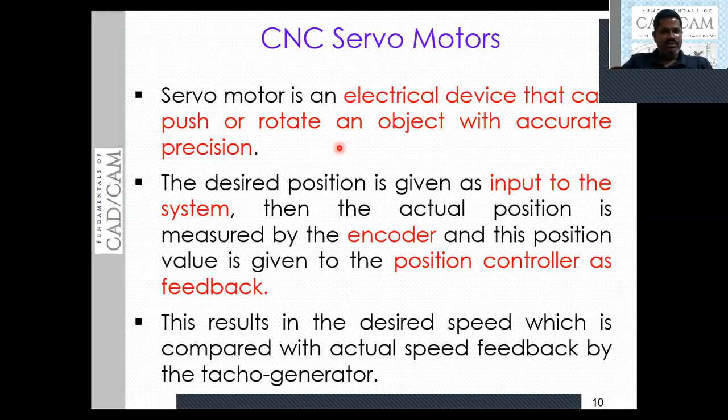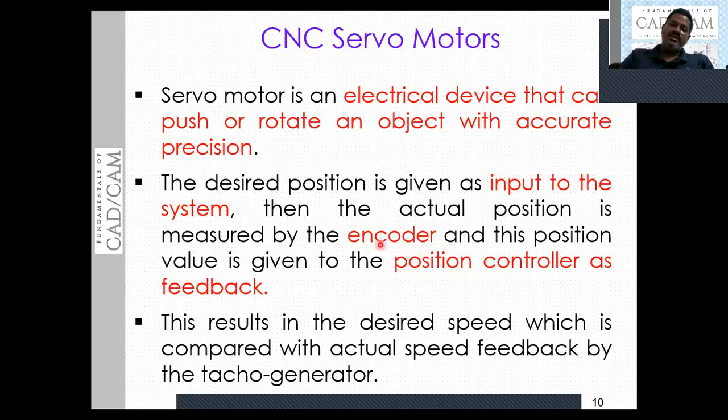We will give the input to the servo motor. In turn, the actual motion is measured by the encoder. Encoder is one device here. Encoder is a device which continuously senses the movement of the table or the movement of the tool. The input signal, and the output value, that means the movement of the table and the movement of the spindle, will be continuously read by the encoder.